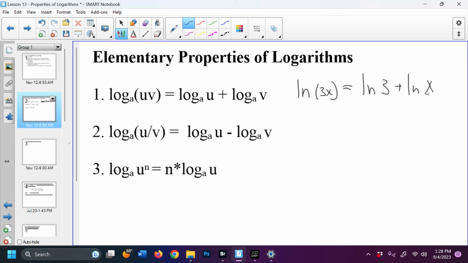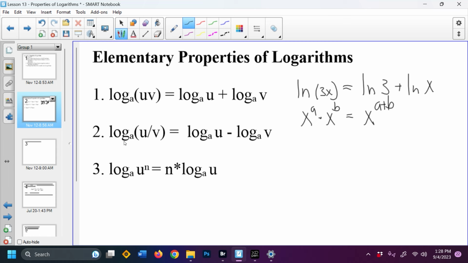Now that may seem weird, that you can separate a multiplication and change it to an addition, but remember the definition of logarithm relates logarithms to exponentials, and so this property of logarithms is related to the property of exponents, where x to the a times x to the b is equal to x to the a plus b. So you can see multiplication and addition are related similarly in this fashion.